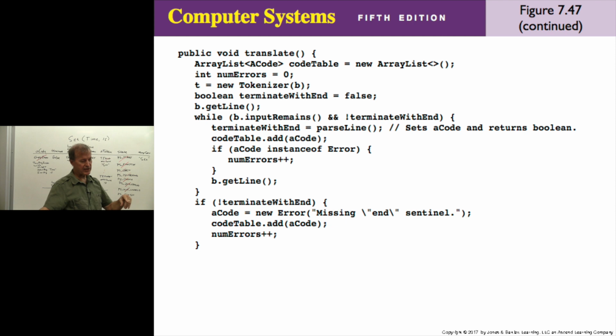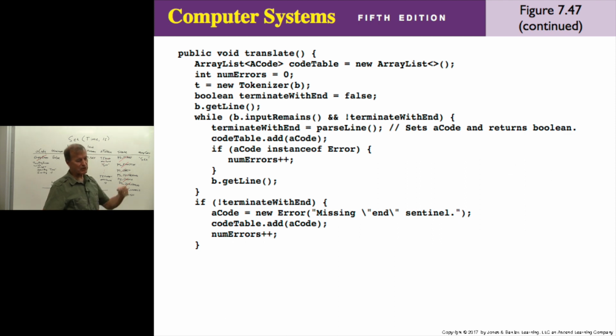And then if a code instance, now we inspect this. If a code instance of error, we do num errors plus plus. Okay, so we're counting how many errors we got. And then, what's the last thing before we call the while loop again? B dot what? Get line. So now we're getting the buffer ready to input another line of our source code. Okay?